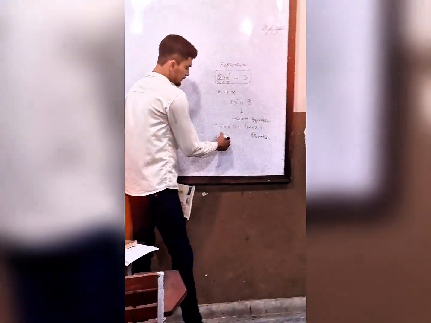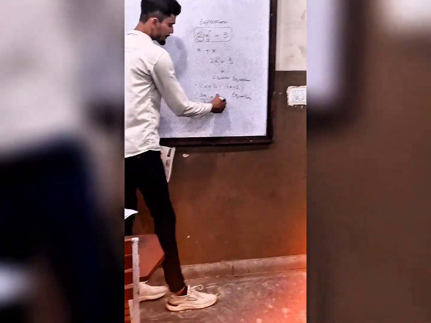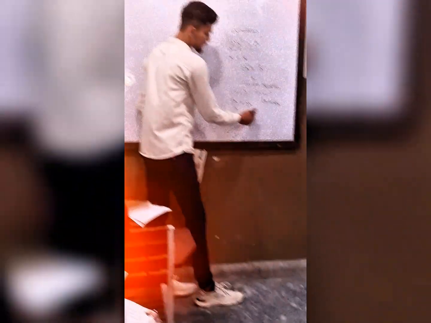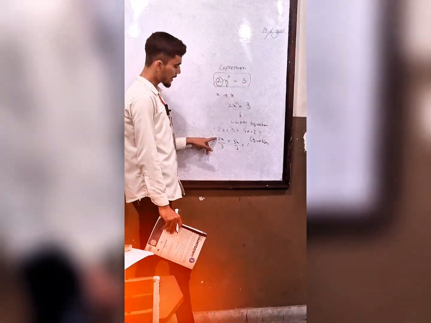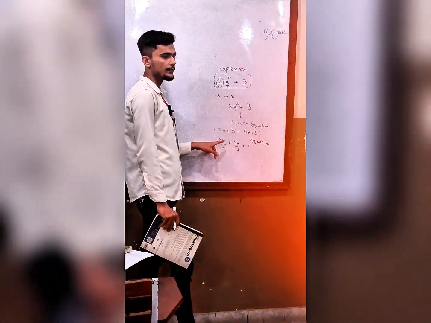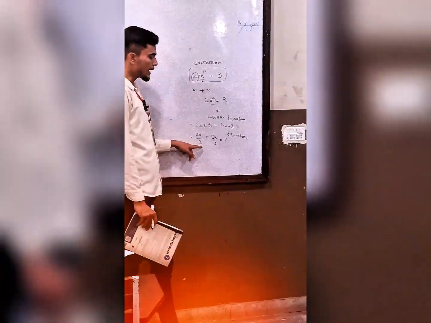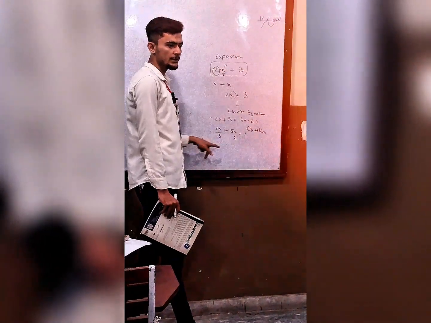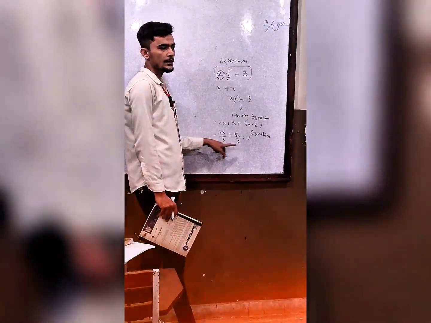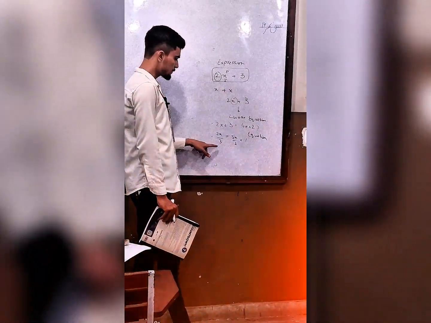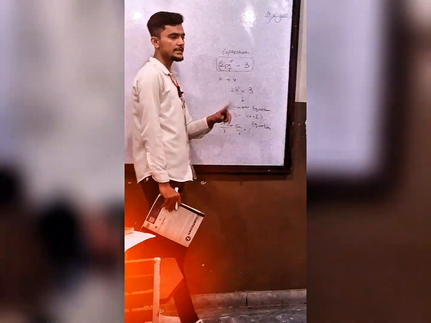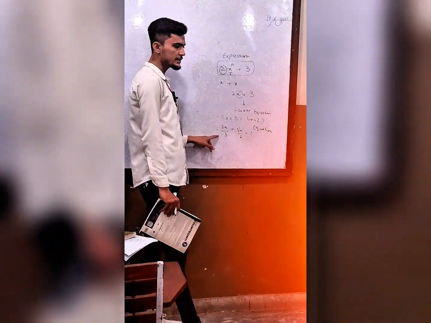This is one method. Another linear equation: 2x over 3 plus 5x over 2 equals 1. Now we have a rational expression, a fraction value. So we take the LCM of the denominators and then multiply each value by the answer of the LCM. For example, 3 and 2 have LCM 6. So we multiply this value by 6, this value by 6 and this value by 6.